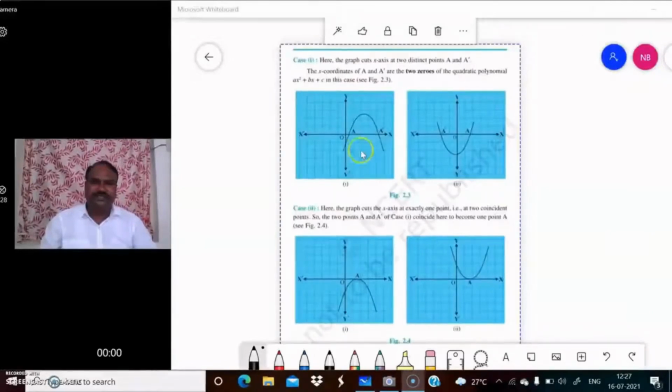In case 1, we can observe that these parabolas, nothing but polynomial graphs, intersect the x-axis in 2 points, a and a dash. In this also, the same a dash and a. Here these polynomials intersect the x-axis at 2 points, so we call that these two polynomials have 2 zeros. Here, in case 2, we can observe that these parabolas intersect the x-axis at a single point A, so it will have only a single zero, only 1 zero of this polynomial.